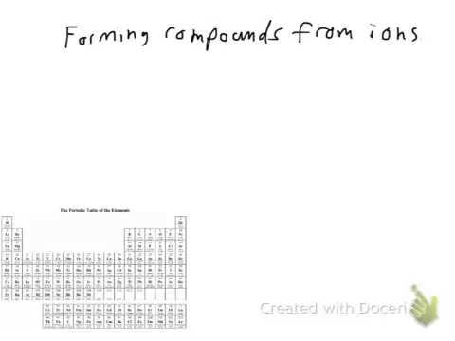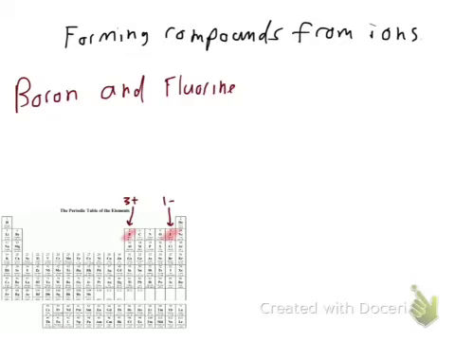Now, a very important skill for this unit and also the upcoming units for chemical reactions will be forming compounds from the ions, knowing their charges. So let's take boron and fluorine and see what we can do. First, we're going to need to find them on the periodic table. So boron is B, fluorine is F, boron is 3+, fluorine is 1- because of their families. So we have B3+ and F-.